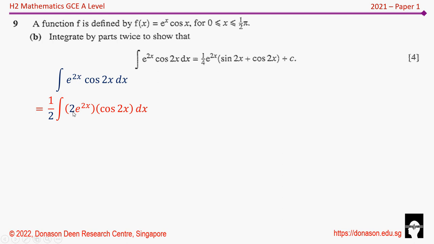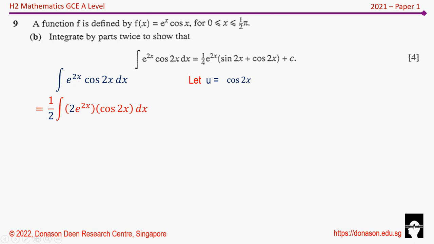So I am just introducing a 2 here, and I am putting a half outside, which is effectively exactly the same as this, because if we cancel the 2 and the 2 here, it will be the same as this. So I am just taking a half outside the integration symbol. So now we can actually start to do integration by parts.